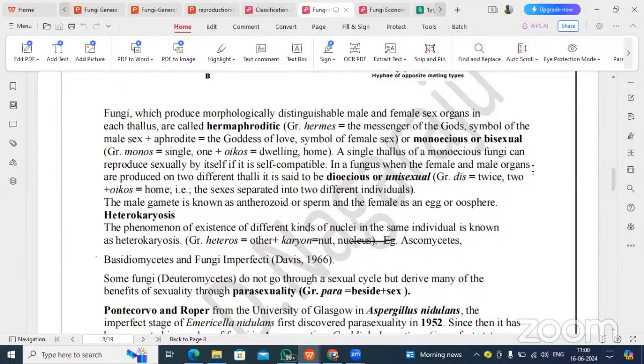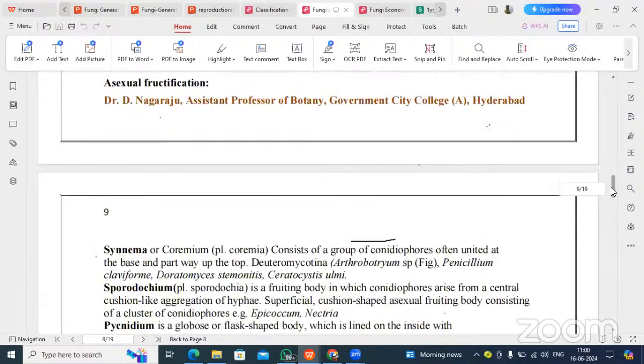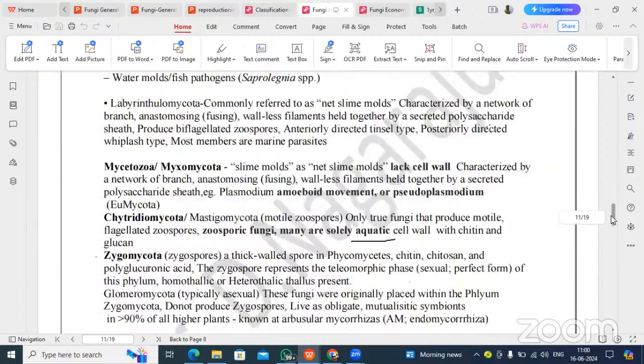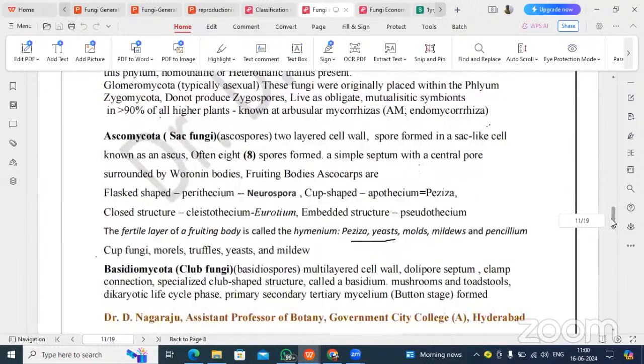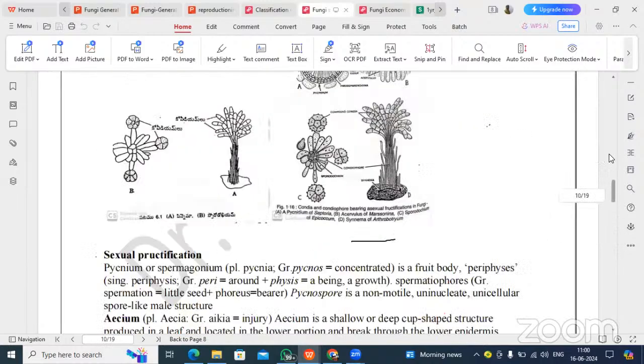Okay. And then you can see homothallic and heterothallic. What is the difference between homothallic and heterothallic? Homothallic means a single thallus can reproduce, it can undergo fusion. If a single strain cannot fuse, there is a restriction, that is heterothallic. Heterothallism was first discovered by whom? I already told you: A. Blakeslee.